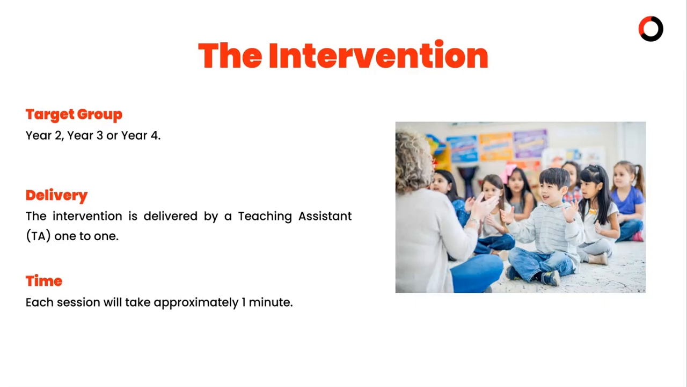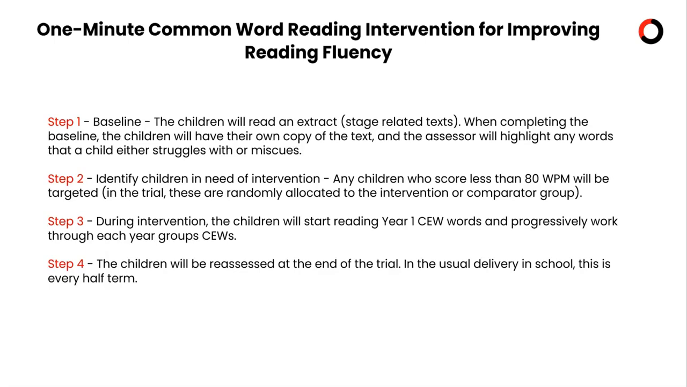So the intervention. It targets year 2, 3 or 4 pupils. The intervention is delivered by a teaching assistant on a 1-to-1 basis, and each session with each pupil will take approximately 1 to 1.5 minutes per pupil. So the 1-minute common word reading intervention for improving reading fluency.